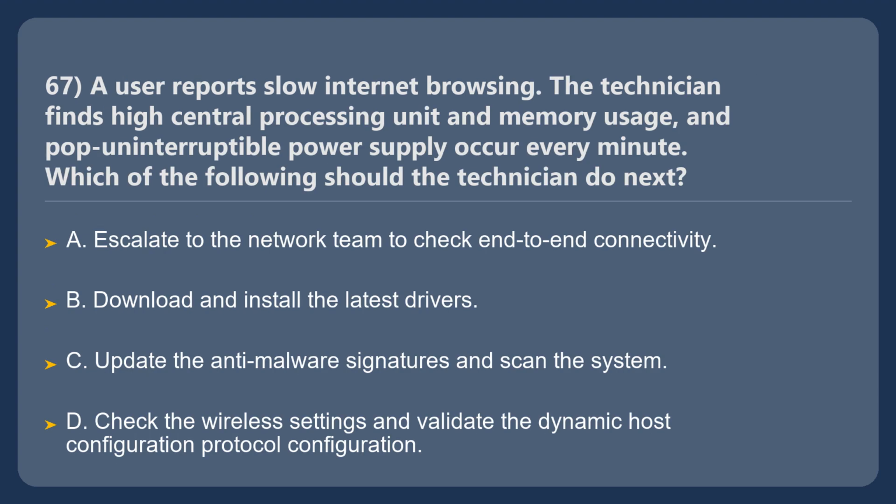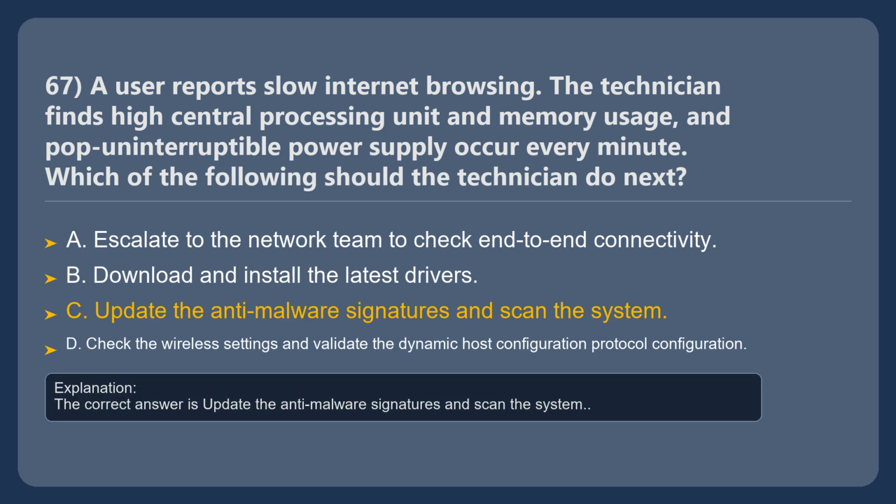Question 67. A user reports slow internet browsing. The technician finds high central processing unit and memory usage, and pop-ups occur every minute. Which of the following should the technician do next? Option A. Escalate to the network team to check end-to-end connectivity. Option B. Download and install the latest drivers. Option C. Update the anti-malware signatures and scan the system. Option D. Check the wireless settings and validate the dynamic host configuration protocol configuration. The correct answer is option C. Update the anti-malware signatures and scan the system.